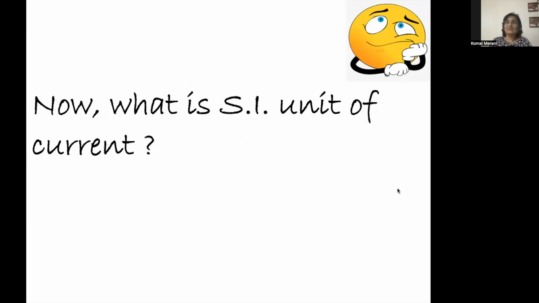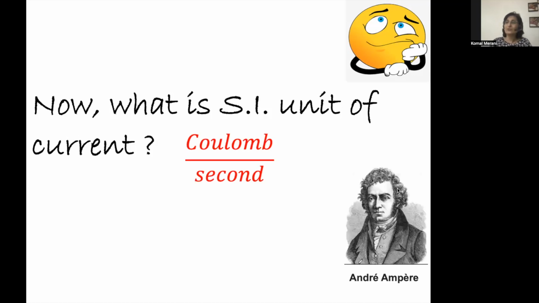So let us understand now the SI unit of current. We know the SI unit of charge is coulomb and time is second. So obviously the SI unit of current will be coulomb per second. But in order to honor the French physicist André Ampère, we also call the SI unit of current ampere. Right?